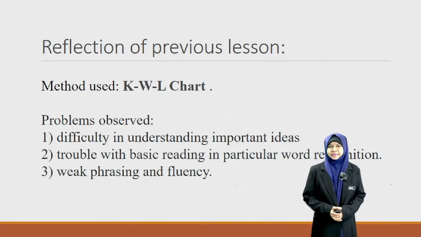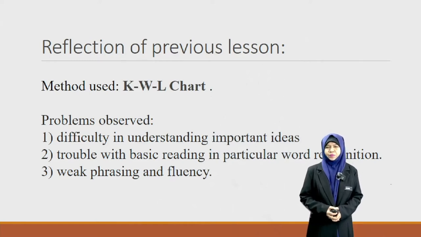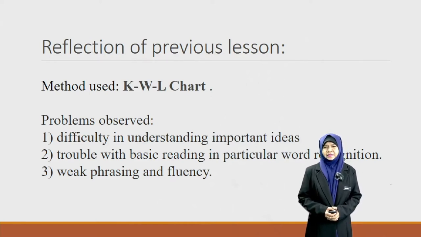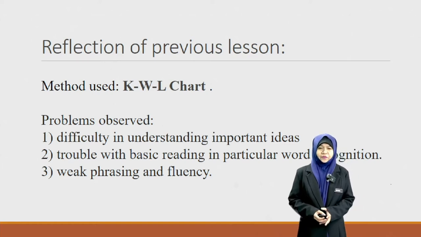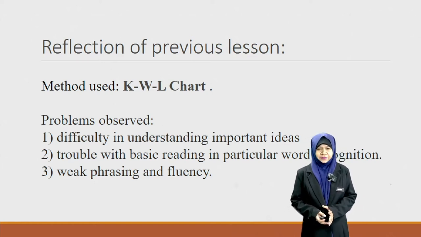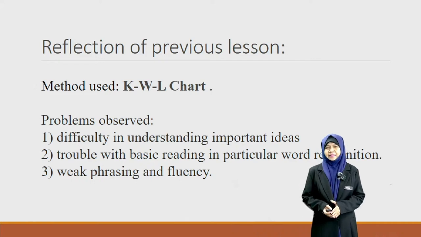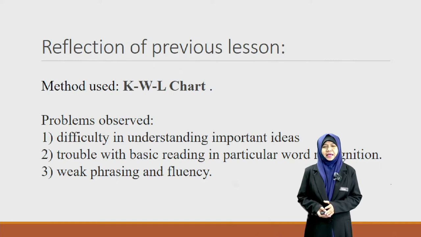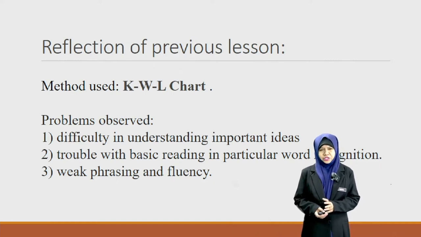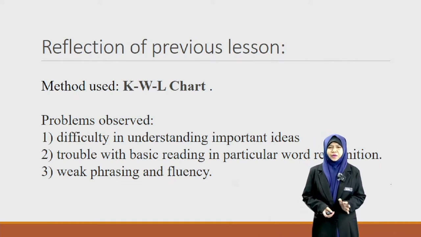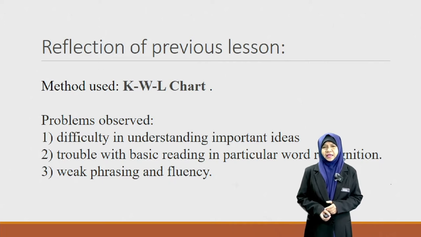In the previous lesson, the method used was the KWL chart. Since the students were mostly of intermediate and lower intermediate levels, there were three main problems observed. Firstly, the students had difficulty in understanding the important ideas in reading passages. Secondly, they had trouble with word recognition. Other than that, they were also weak in phrasing and fluency.